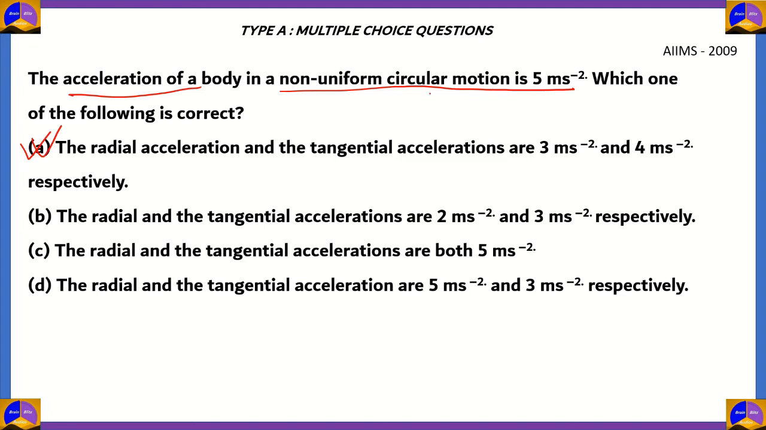The acceleration of a body will become 5 meters per second square if its radial acceleration is 3 meters per second square and the tangential acceleration is 4 meters per second square. If you look at option B, the answer that you'll get is root 13, which is not equal to 5. In option C, you get 5 root 2 as the resultant, which is also incorrect. In option D, you get root 34, which is also incorrect. The right answer is option A. The radial acceleration is 3 meters per second square and the tangential acceleration is 4 meters per second square.